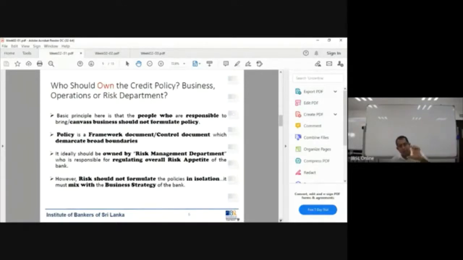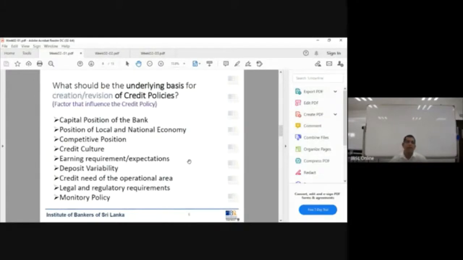Custodianship, or the preparation ownership, lies with the risk department, but in consultation with business lines. Otherwise, we will never be able to give funding for a customer. Then what should be the underlying basis for creation and revision of credit policy? Factors that influence credit policies: when we are preparing the credit policy, what are the factors which influence the preparation?